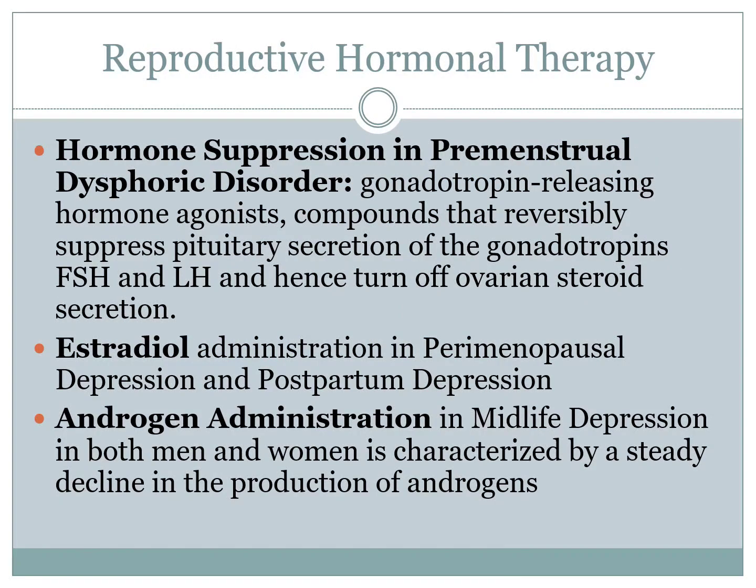Reproductive hormonal therapy is also available, like in premenstrual dysphoric disorder. Gonadotropin releasing hormone agonist can be used, a compound which reversibly suppresses the pituitary secretion of gonadotropins, FSH and LH. So it comes from the ovarian steroid secretion. Estradiol can be used in perimenopausal depression or in postpartum depression. Androgen administration can be used in midlife depression in both men and women, characterized by a steady decline in the production of androgen.